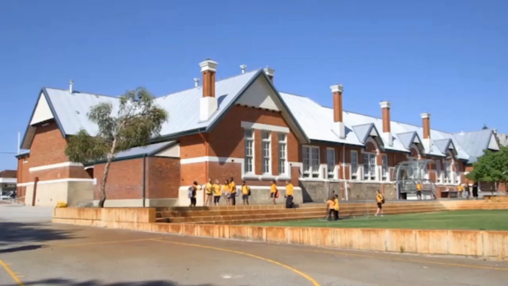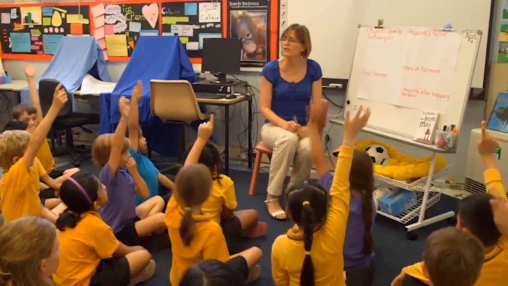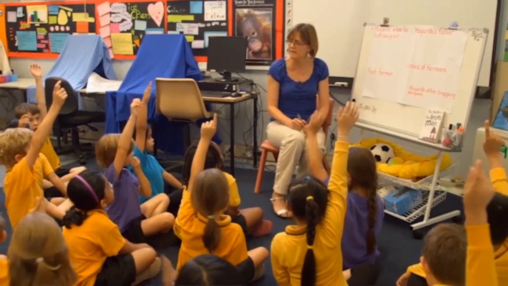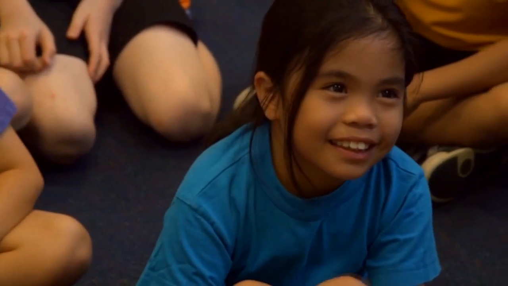My name is Bronwyn Cregan and I teach at Highgate Primary School, which is an inner city school in Perth, Western Australia. I teach a Year 3 class and I have 20 students in my class, 7 of whom are learning English as an additional language.